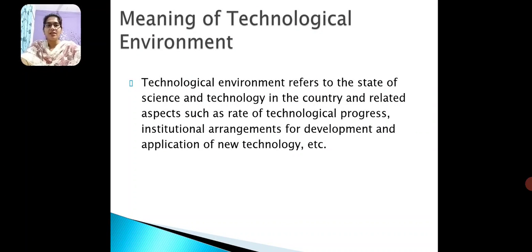The technological environment includes the science and technology in the country, and the related aspects, like the level of technological progress, the institutional arrangement for development, that means the extent of research and technology, the application and innovation of new technology in the country, and the government support for new technology. So these are all part of the technological environment.